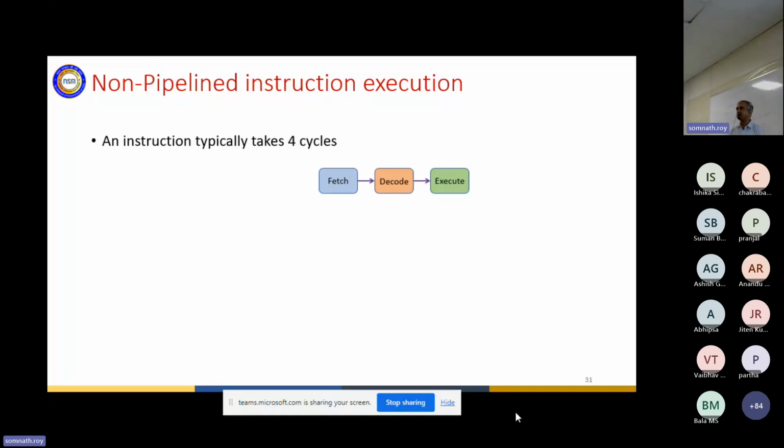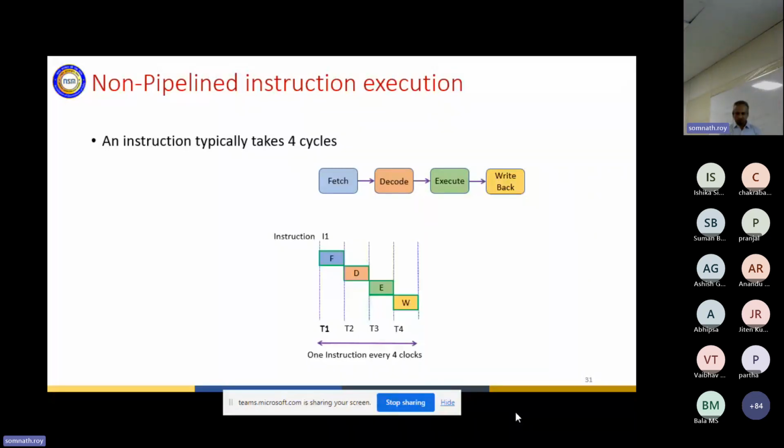In execute, you will add the two numbers and the result will be stored to the destination, to the memory of the register. So this is how a typical processor works. Not necessarily all processors use this, but this is the basic one that every processor will have. They may divide this into more stages, but this is the bare minimum.